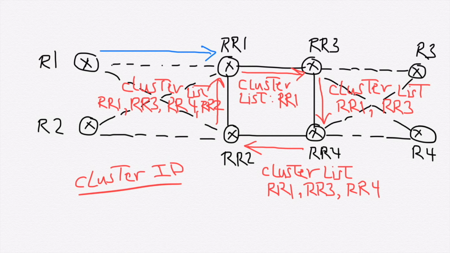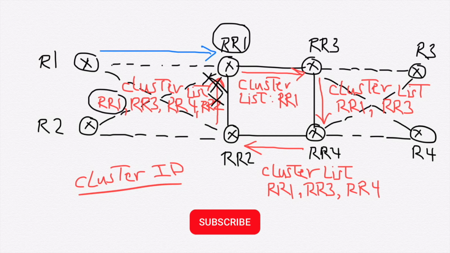When RR1 receives the iBGP update, it would check the cluster list attribute. RR1 would see its cluster ID in the cluster list, meaning that this iBGP update was sent from itself, and it would discard the iBGP update. That would protect the route reflectors from having iBGP routing loops among each other.